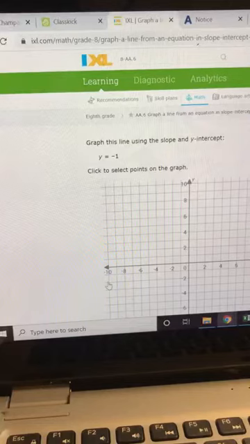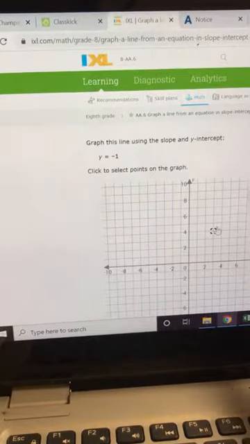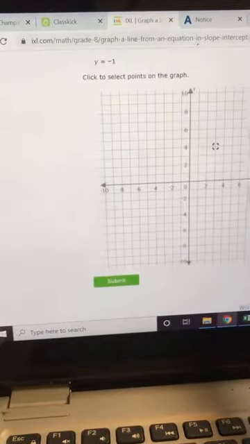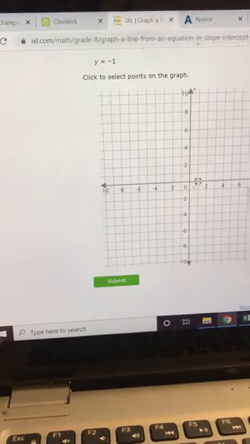That correct? Y equals negative 1. Notice that there's no x's in this example. On this one, you're going to find the negative 1 on the y-axis. So I am going to find the negative 1, which is right here on the y-axis.